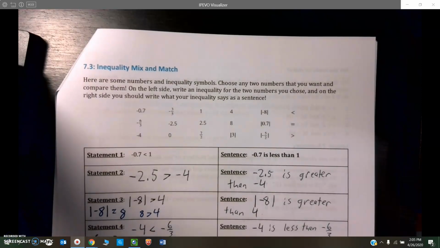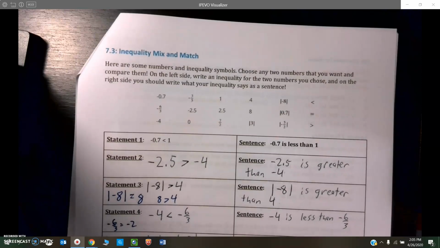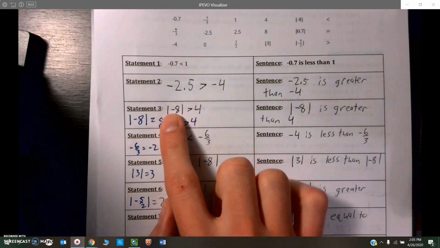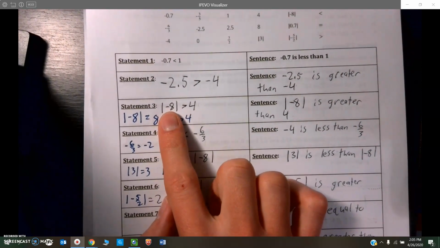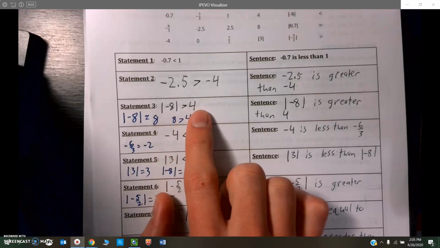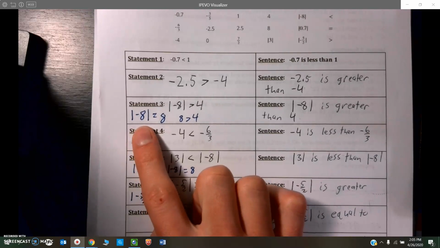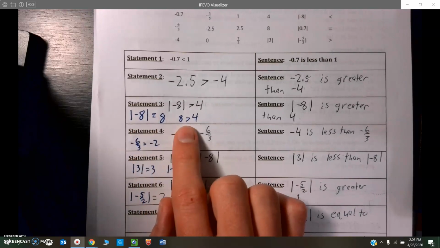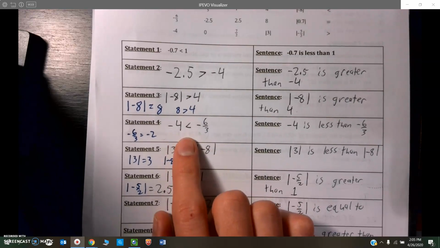Alright, so at this point, I'm assuming that you have paused the video and completed this table yourself. I'm going to go over some more examples that I came up with, focusing on working with absolute values in inequalities. As we discussed before, anytime you see absolute value, what that's really saying is the distance of -8 from 0 is greater than 4, because -8 is 8 away from 0, and 8 is greater than 4.